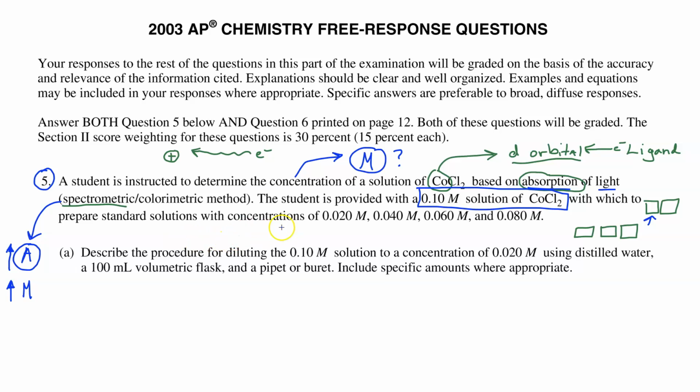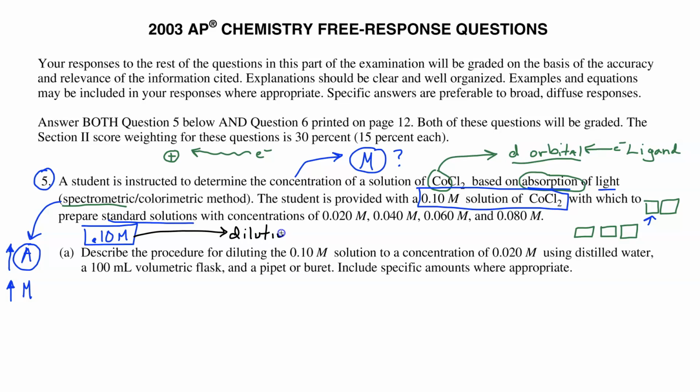All right, so what they have is a 0.1 molar solution that's given to you. And from this 0.1 molar known solution, we prepare standard solutions. These are standards because we're going to use them to calibrate our spectrophotometer. And so what we do is a dilution. Sometimes they call this a serial dilution. We do a bunch of dilutions.